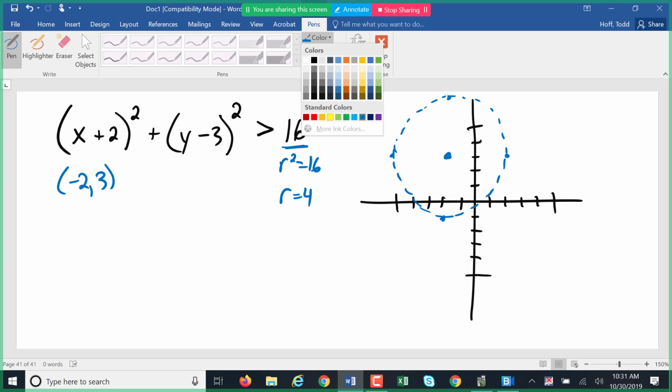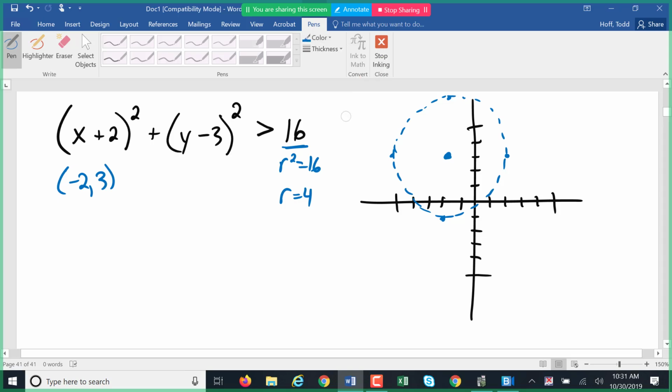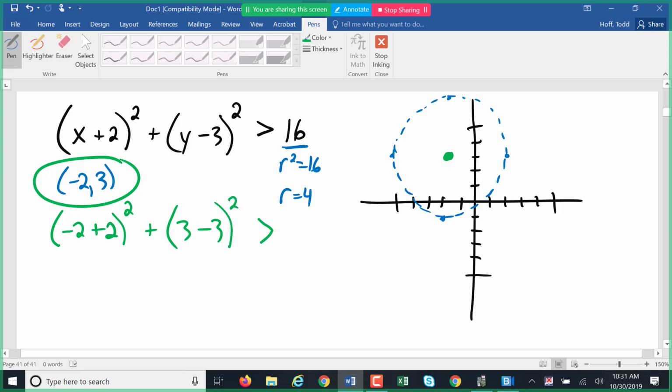Now we have to figure out whether the points are inside the circle or outside the circle. The origin is hard to tell whether it's inside or outside the circle, so we can't really use the origin. So when we're dealing with circles, again, the center of the circle is often an easy point to use. So let's use that negative 2, 3. So if x is negative 2, that becomes negative 2 plus 2 squared. If y is 3, that becomes 3 minus 3 squared. And let's see if that's greater than 16.